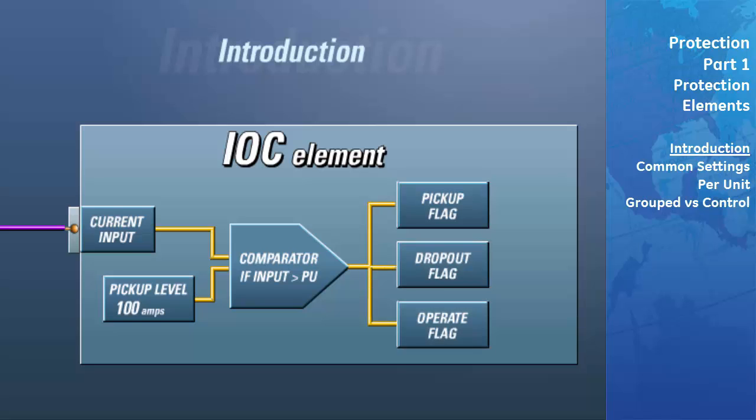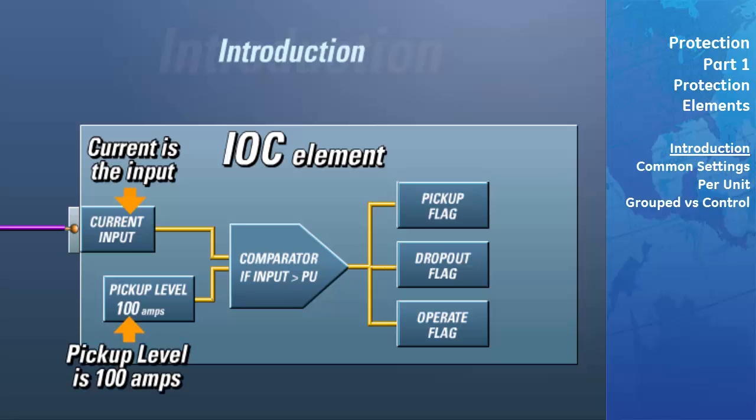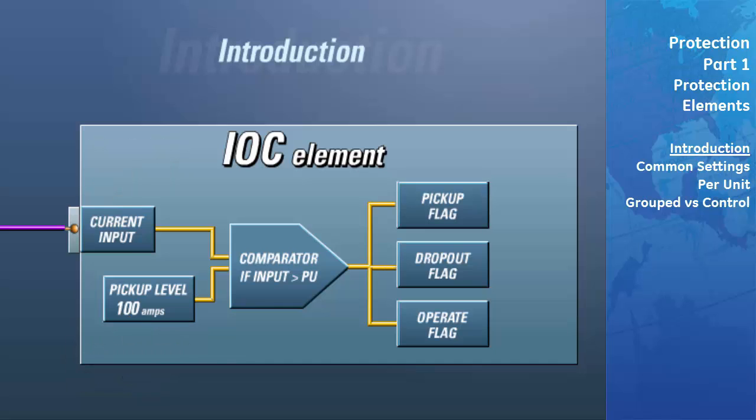We will use a simple overcurrent element example to describe how these flags operate. An overcurrent element is used to detect when the current has risen above a level that can be deemed dangerous. For this element, we will use current as the input. The value that we are comparing the current against, which is known as the pickup level, will be set to 100 amps. Initially, the level of current being input to the element will be 0 amps. At this time, the pickup flag and the operate flag will be off, and the dropout flag will be on, because the current is not above the pickup level.